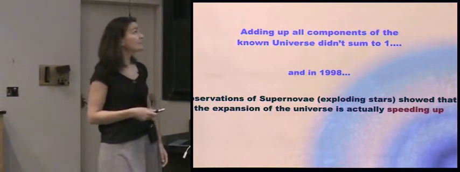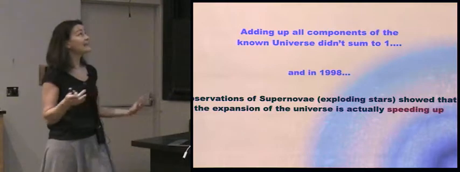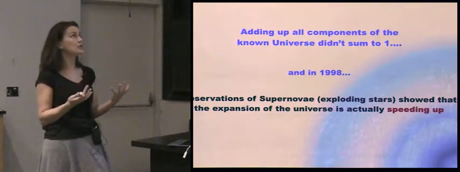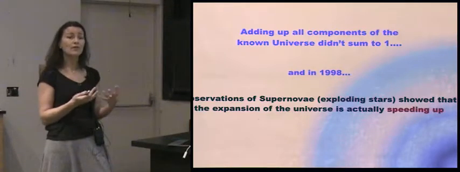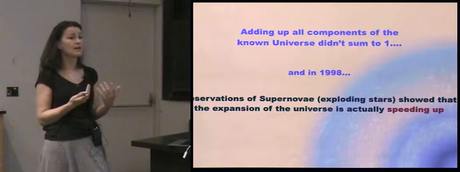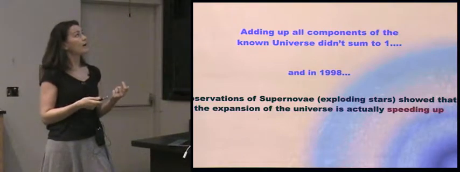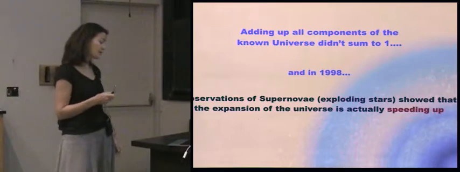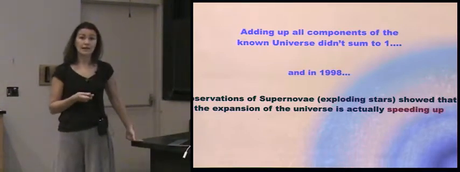Okay, so we have this hint of new physics, both from the cosmic age problem and from just adding up all the components of the universe, knowing that this omega number should equal 1, and finding that it didn't. Lots of different physics were telling us that if we count up all the things we see in the universe, then we just get to, at most, 0.3, being in matter and dark matter. And then in 1998, we had these observations of distant supernova, which are exploding stars, which show that the expansion of the universe is actually speeding up.